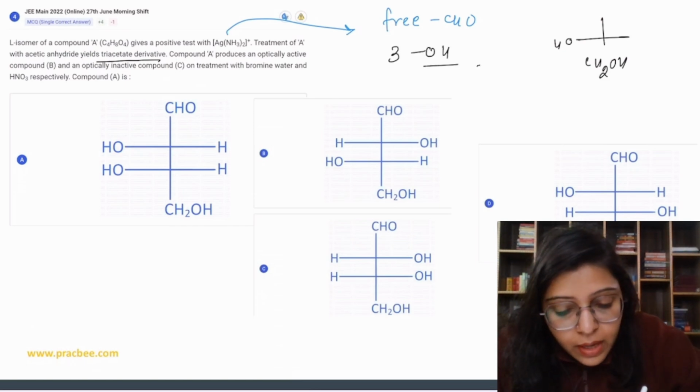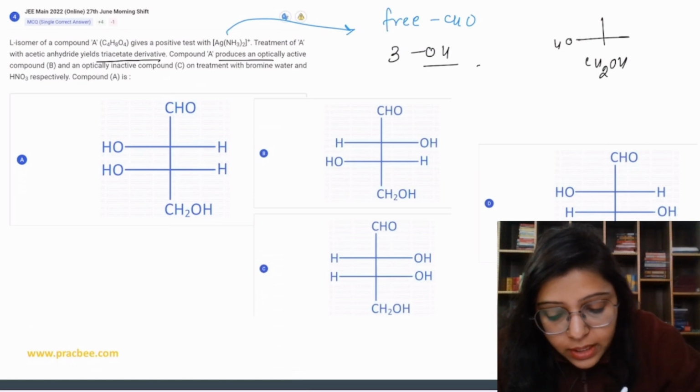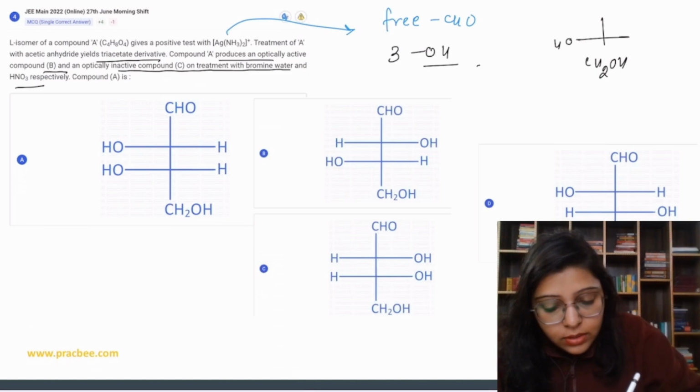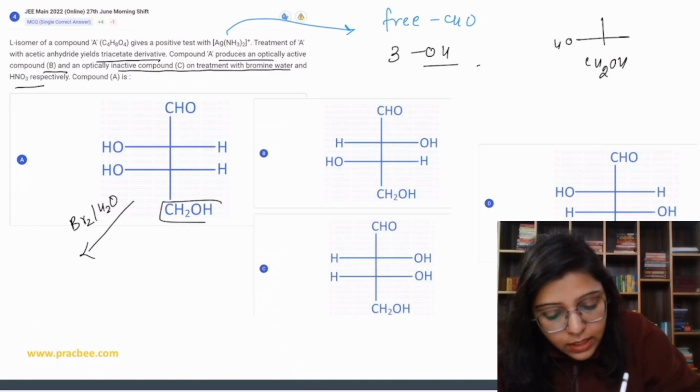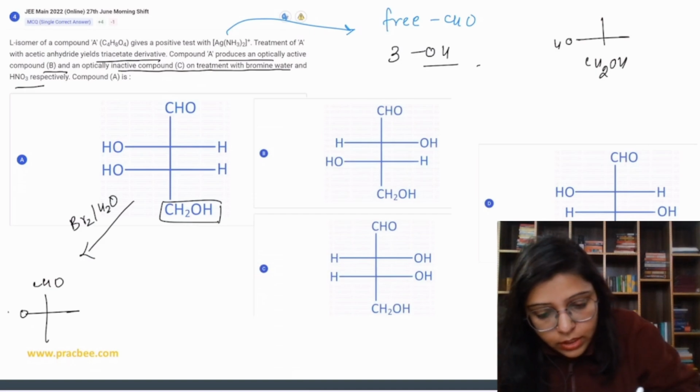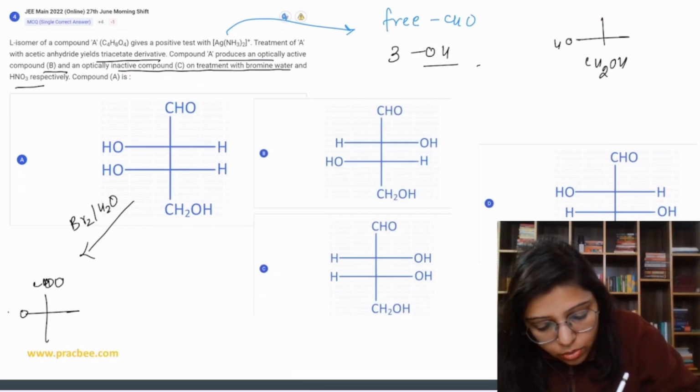Compound A produces an optically active compound B and an optically inactive compound C on treatment with bromine water and HNO3 respectively. Now you have to check. Suppose I am going to take this CHO. So on treatment with Br2 water, Br2 water converts CHO to COOH.